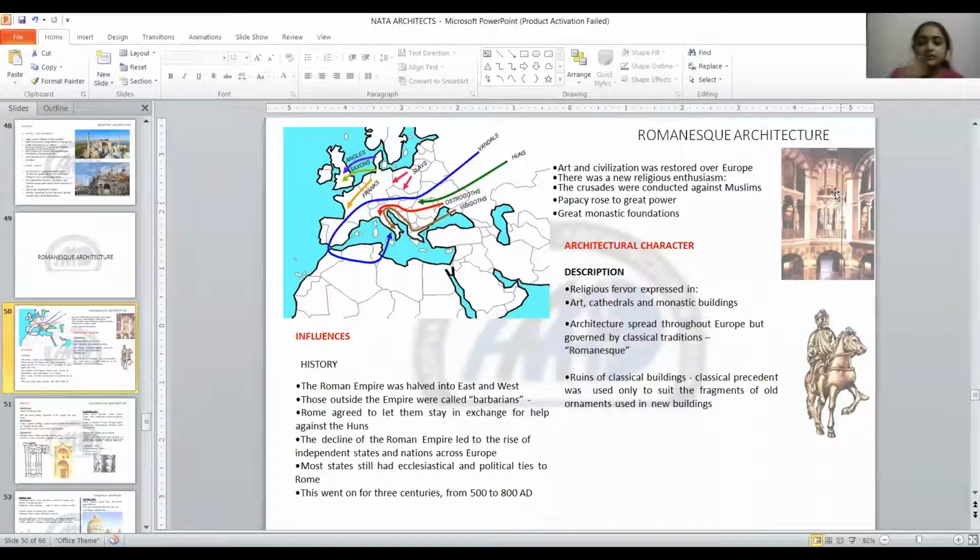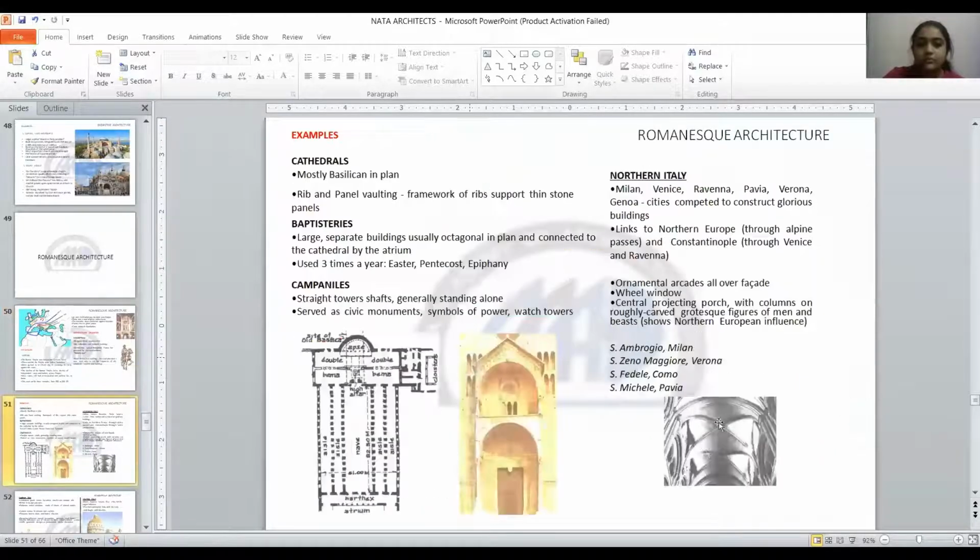And decorative use of arcades. In the previous slide I showed the arcades. Here you have the repetition of arches, which becomes the arcades, and in this period the development of vaults started. These are the vaults.